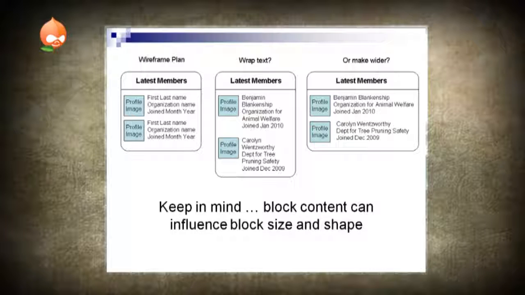So for example, in the wireframe, you may have a latest members block. And I'm going to show the first name and the last name and the organization and join month year. Isn't that pretty? You put a wireframe out there and it fits perfectly right here on the right or the left or the top or the bottom. And you're excited about it. And then people start signing up. And they have really long names. And they have really long organization names.